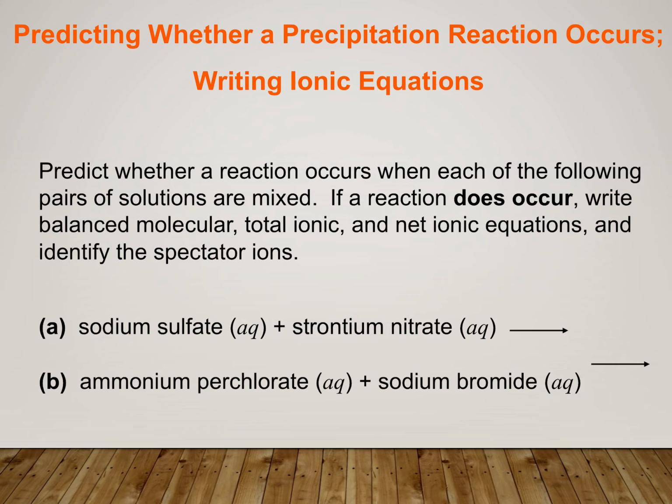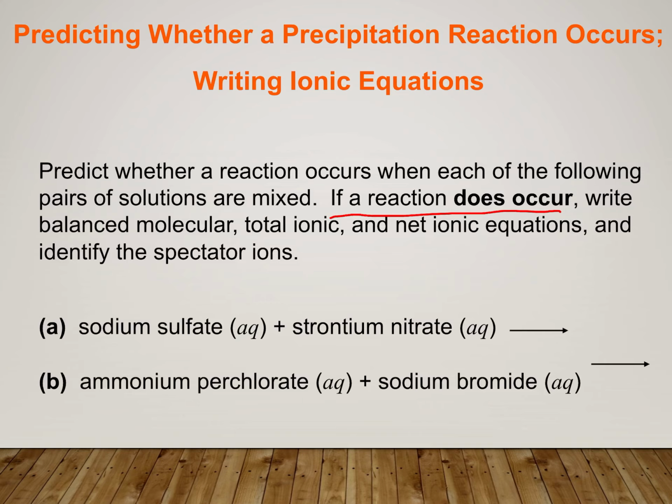So I want you to go ahead and pause here and do these 2 practice problems. Okay, I have 2 different examples of solutions that we would mix, and I want you to write the molecular equation, the complete ionic equation, and then the net ionic equation for each one. If you end up with stuff that is aqueous on both sides, so that's what this is here. It says if a reaction does occur, and the way that we would see that it doesn't occur is when all of our reactants and all of our products end up aqueous. If we're not forming a solid, a liquid, a gas, or a molecular compound, right?